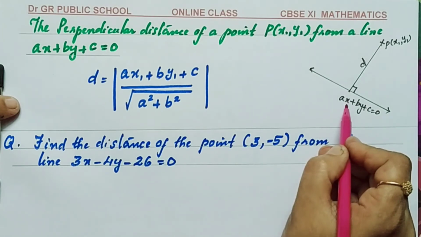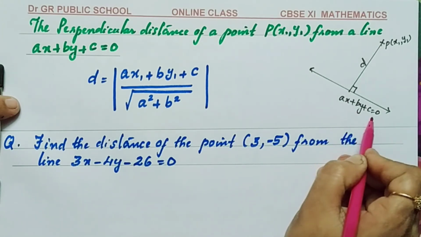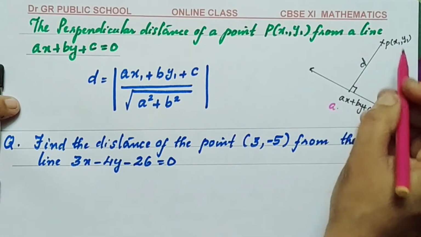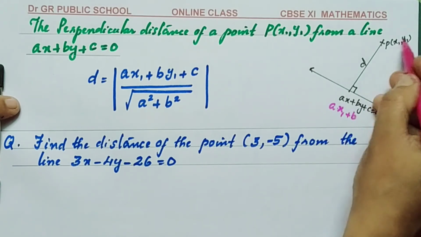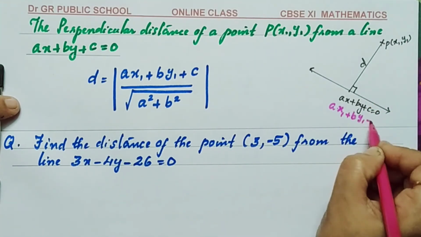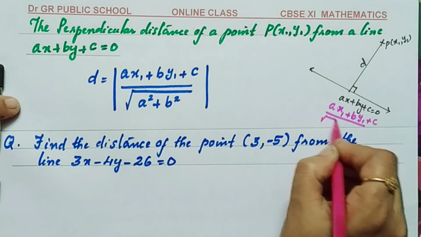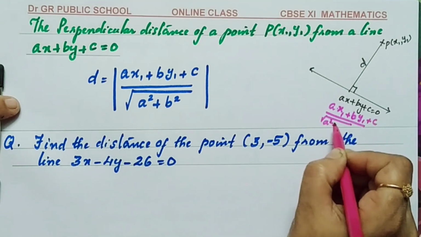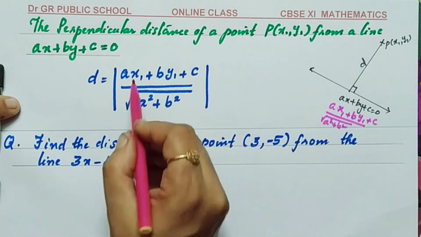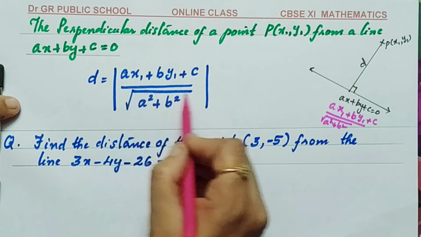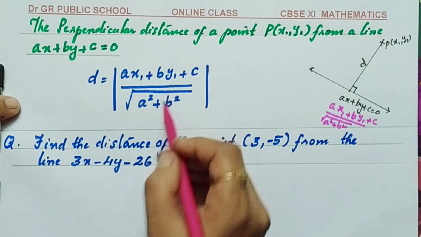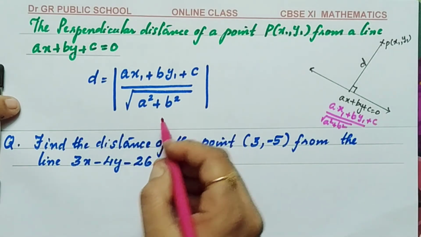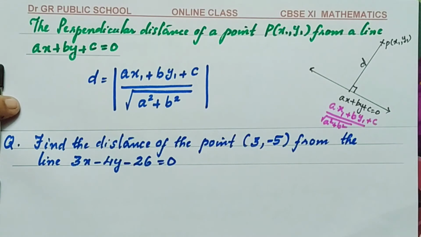ax1 means that in the line ax plus by plus c equal to 0, you have to substitute the value of x1; by1 means you have to substitute the value y1; plus c, divided by root of a square plus b square. This is the formula. d equals ax1 plus by1 plus c by root of the coefficient of x squared, that is a square, plus the coefficient of y squared, that is b square. Distance never becomes negative, that is why we put a modulus. I will do a problem to get a clear idea.